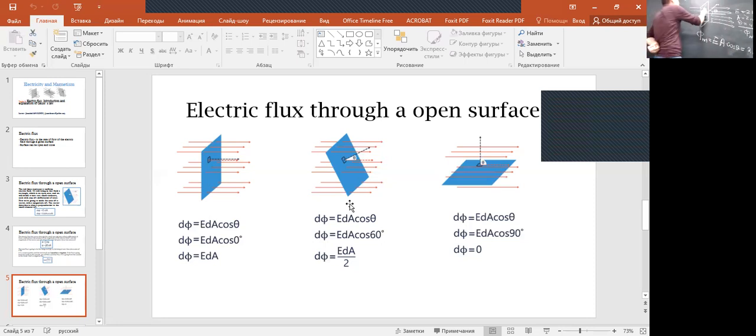If the angle is equal to 90 degrees, then the flux is equal to 0. If the angle is 90 degrees, it means that cosine 90 degrees is equal to 0, so the flux is also equal to 0.